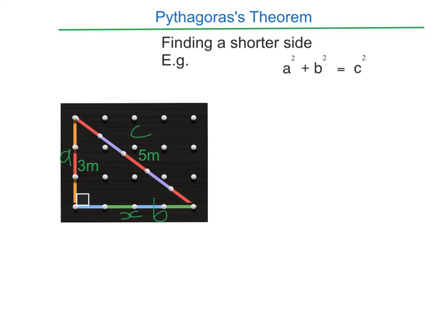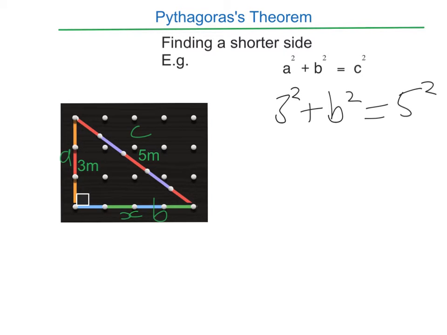So first of all, I've got my formula, and the next thing I need to do is substitute the values in. So the formula says that A squared plus B squared equals C squared. Now A, I know, is 3. So I can write 3 squared instead of A. I don't know what B squared is, or what this side is, so I'm going to leave that as B squared. On the right hand side of the equal sign, I do know what C is. C is worth 5, so I substitute by putting a 5 there instead of C.